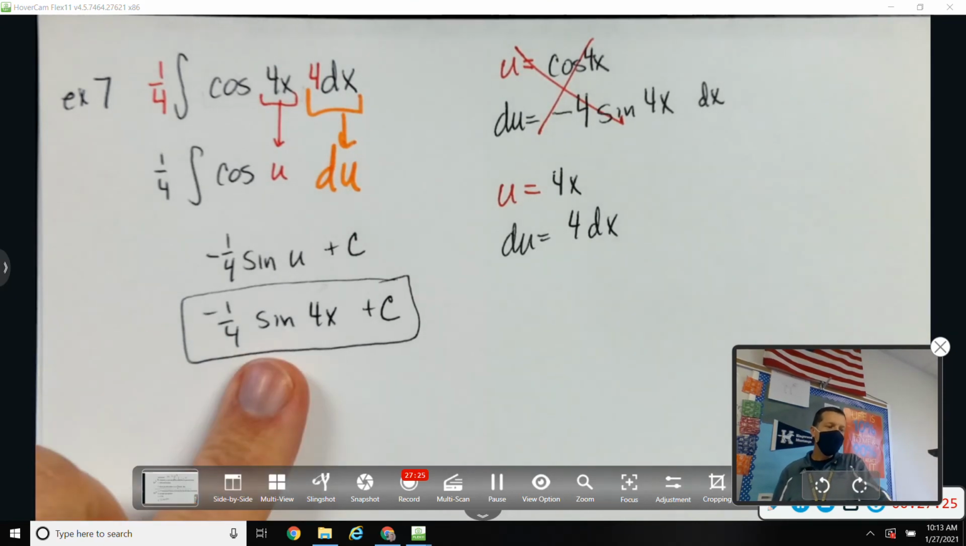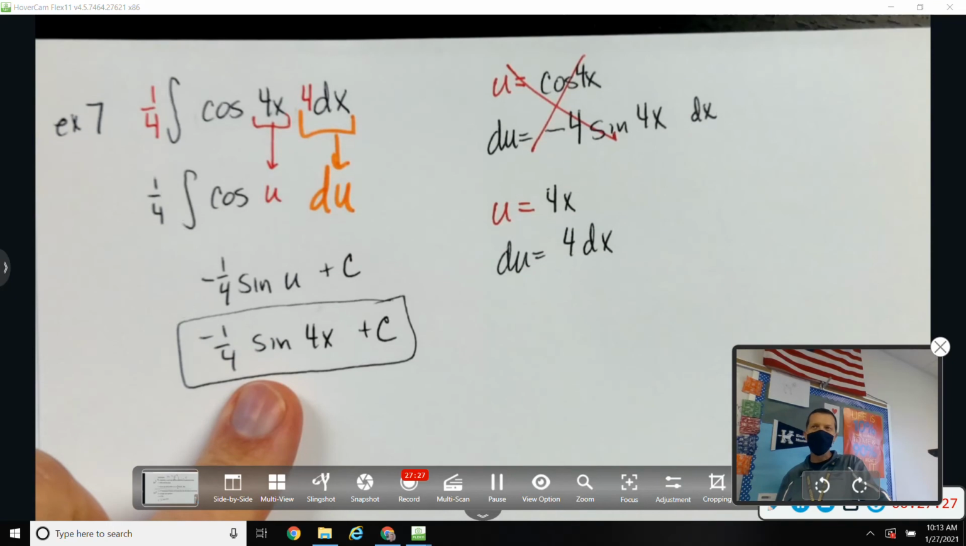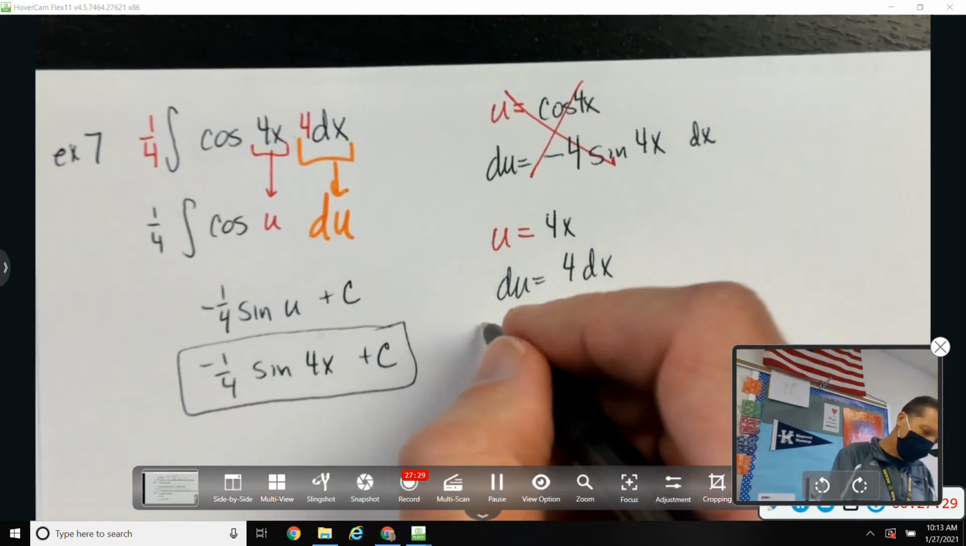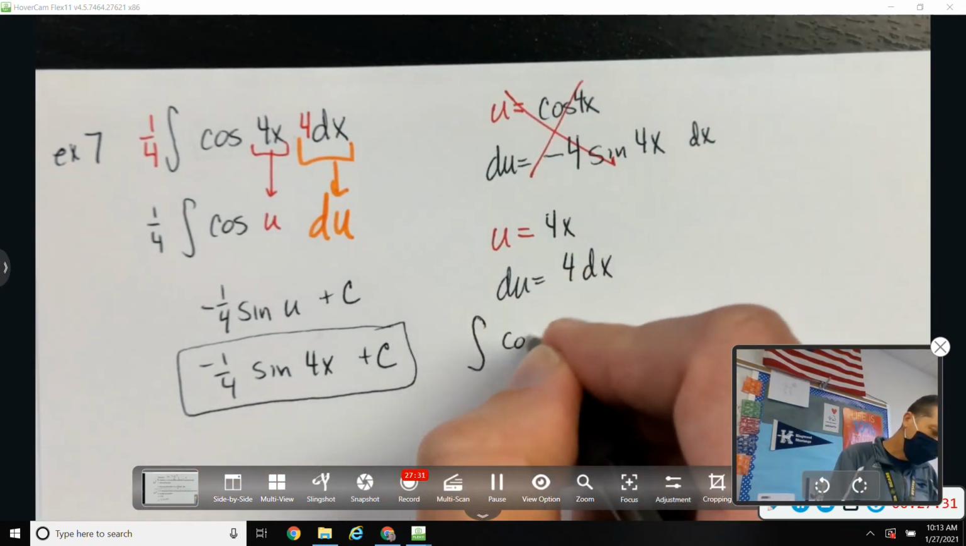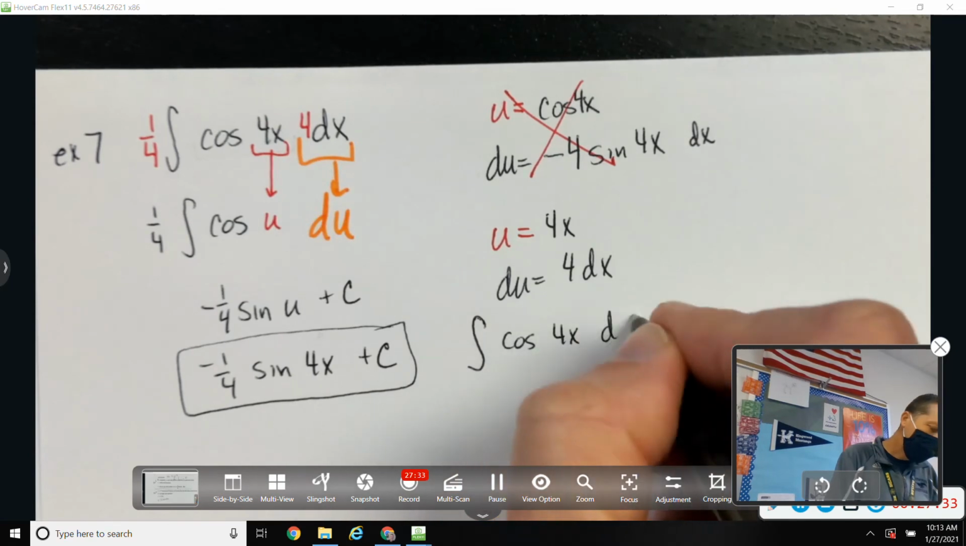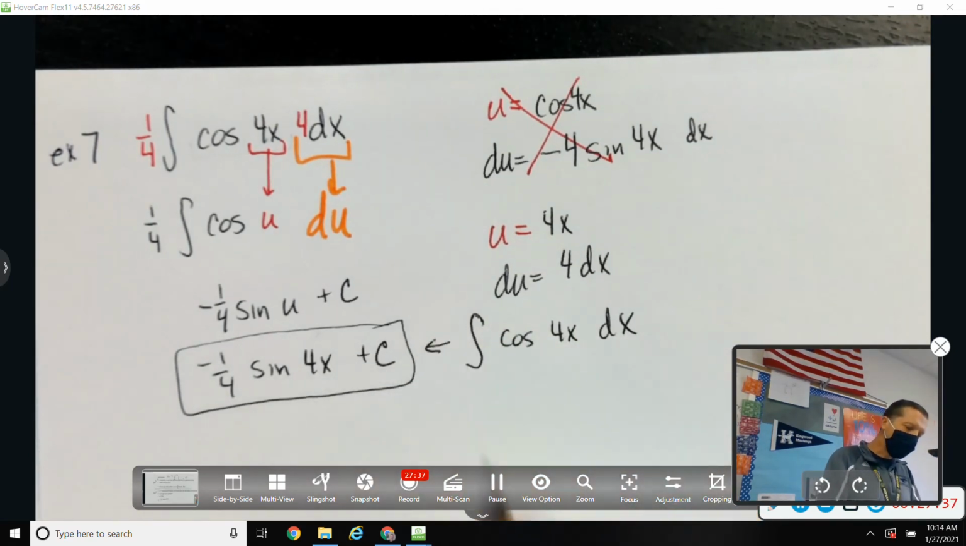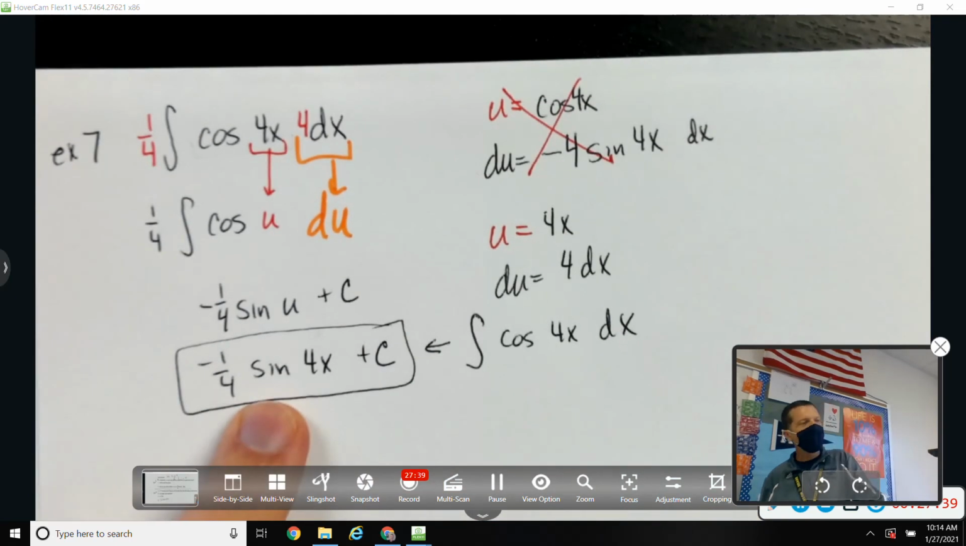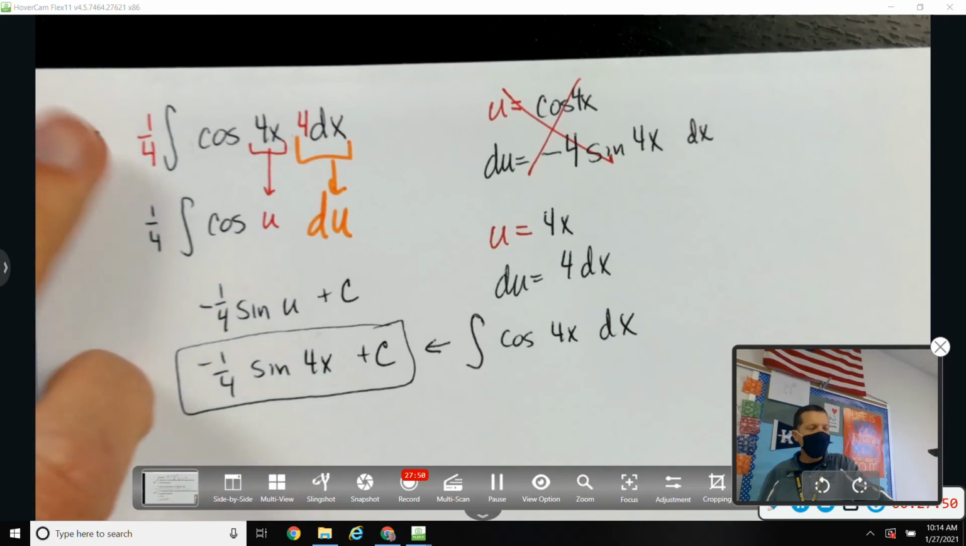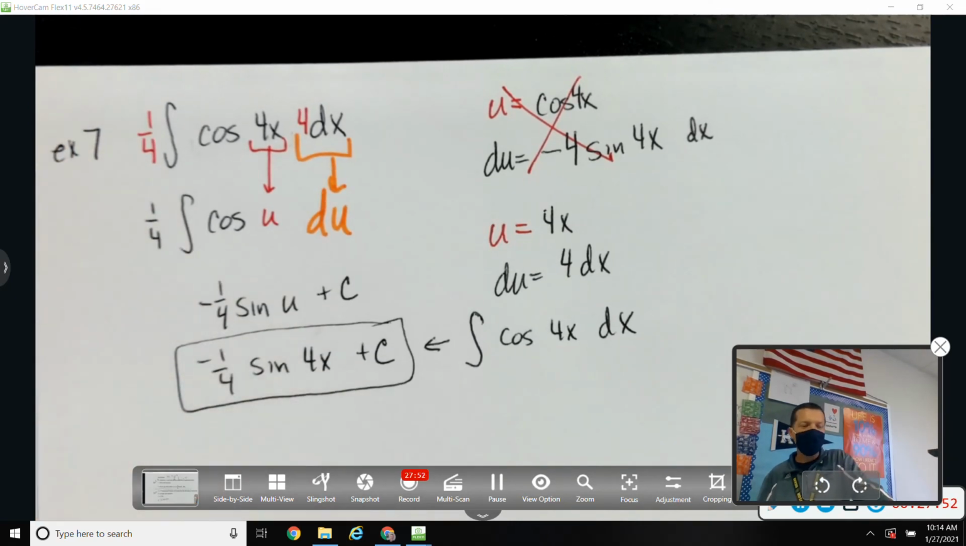Some people would not use u substitution on that one. Let me show you what the original problem was again. Integral of cosine of 4x dx. They would say, well, I can undo cosine to get a sine. The 4x has to be the same. And the chain rule would give me a 4, but I don't have a 4, so I'll put a 1/4 out there to cancel it out. So if it's simple enough, you can kind of bypass u substitution if you can think backwards about the chain rule.